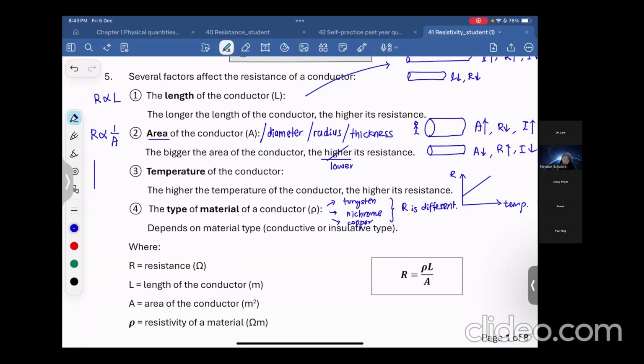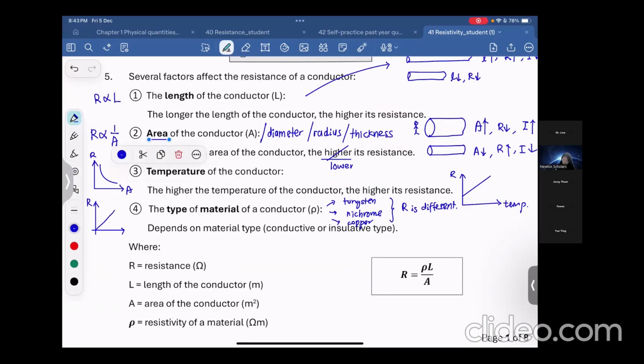So if this one is R, here is A. I know that the greater the area, the lower the resistance. But I cannot form a formula for the inversely proportional. So what should I do? I should get a directly proportional graph.